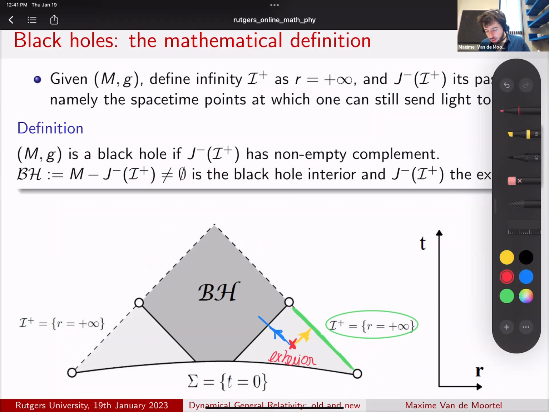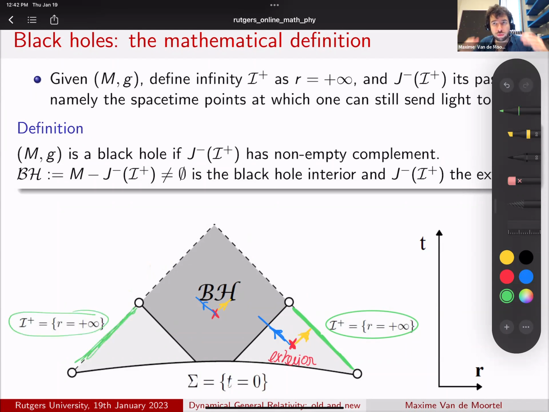If I am in the gray region, however, it's a different story because light also goes forward. So I have still two rays of light, the blue and the yellow. But as you can see, both rays of light are constrained to remain in the dark gray region, and in particular cannot reach infinity either here or here. You have two infinities here.